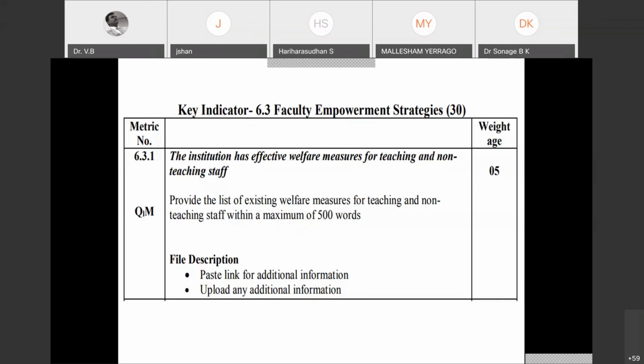So once we say that these welfare measures are available, then these should be reflected in the website of the institution. So when NAAC visits the website of the institution, under staff welfare schemes, it has to be mentioned what the various welfare schemes are that are available in that particular institution.